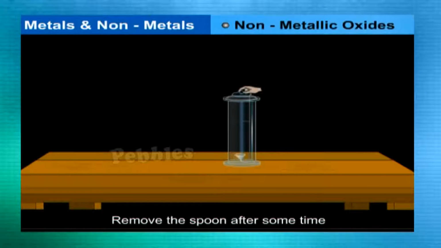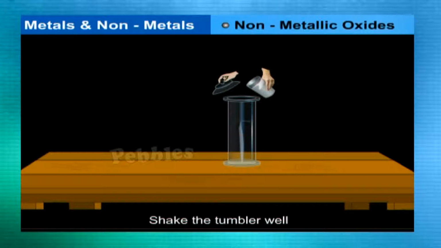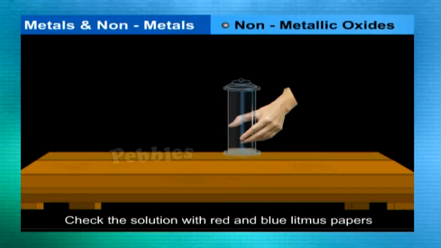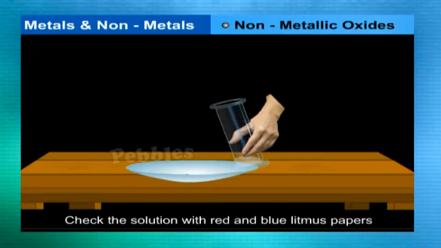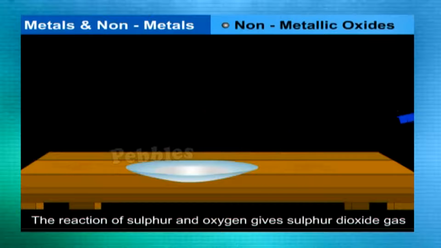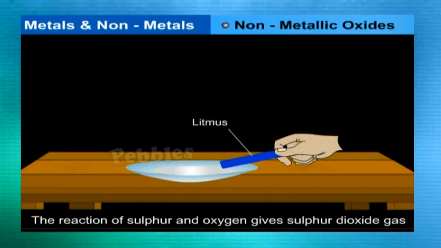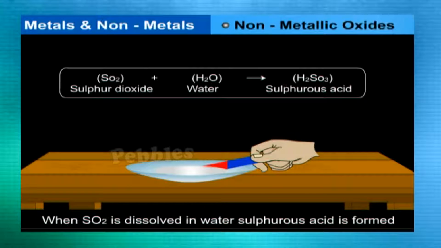Remove the spoon after some time. Add a small quantity of water into the tumbler and quickly replace the lid. Shake the tumbler well. Check the solution with red and blue litmus papers, as shown in the figure. The product formed in the reaction of sulfur and oxygen is sulfur dioxide gas. When sulfur dioxide is dissolved in water, sulfurous acid is formed.